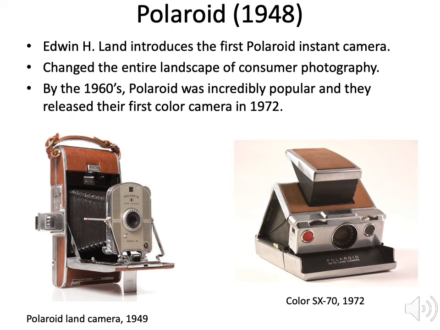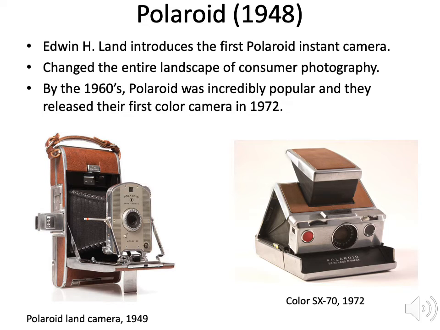Here we have a Polaroid. In 1948, Polaroid comes out. Edwin H. Land introduces the first Polaroid instant camera. It changed the entire landscape of consumer photography. By the 1960s, Polaroid was incredibly popular, and they released their first color camera in 1972.